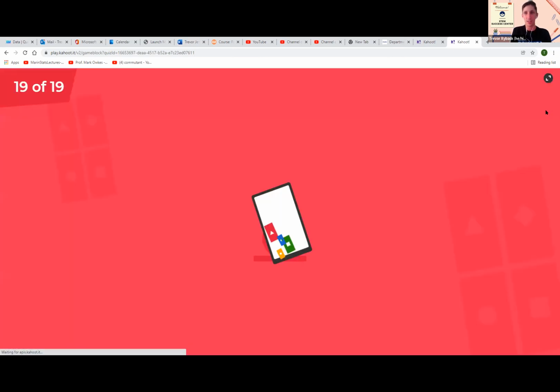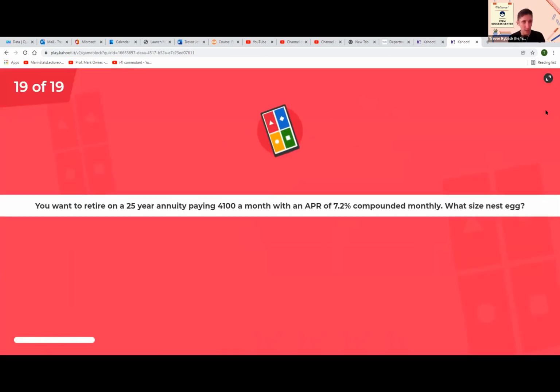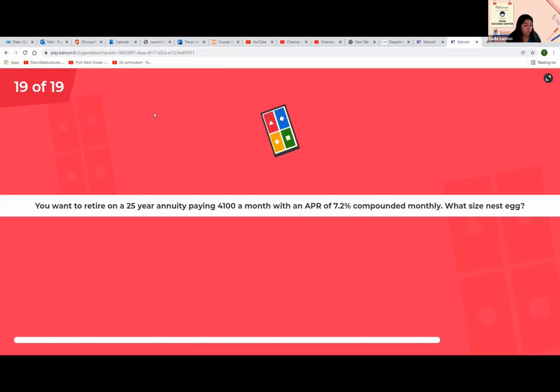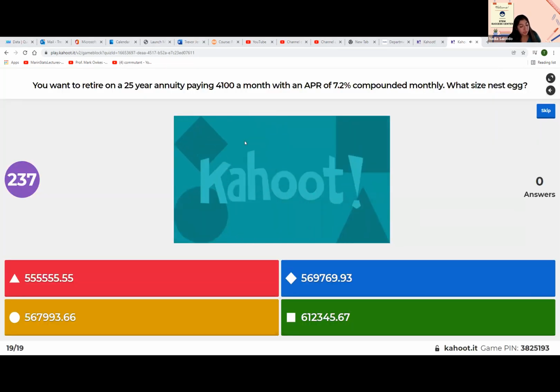Great question. Let's see, what's number 19? You want to retire on a 25-year annuity paying $4,100 a month with an APR of 7.2% compounded monthly. What is the size of your nest egg, if you want to retire on a 25-year annuity with you getting $4,100 a month? There's gonna be a formula that you'll need for this one.